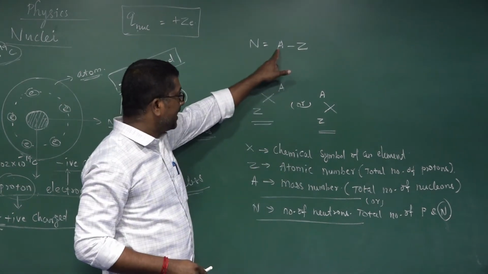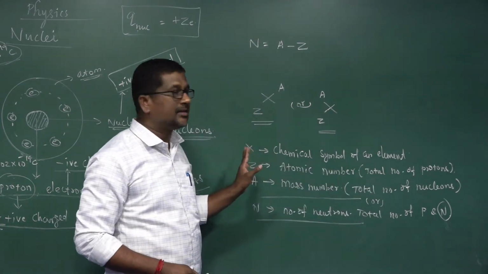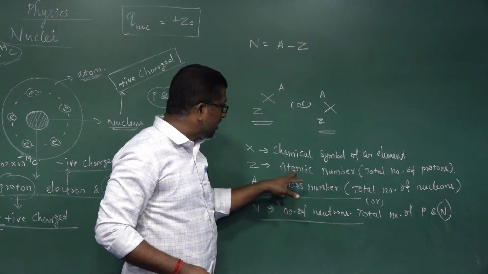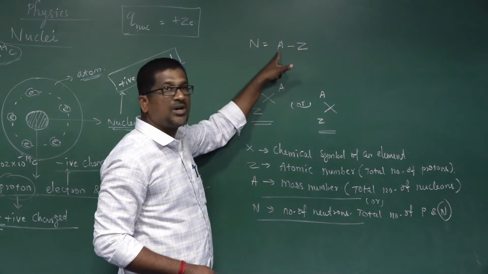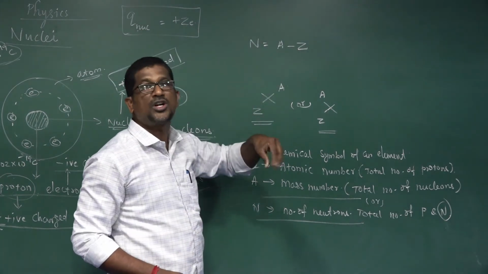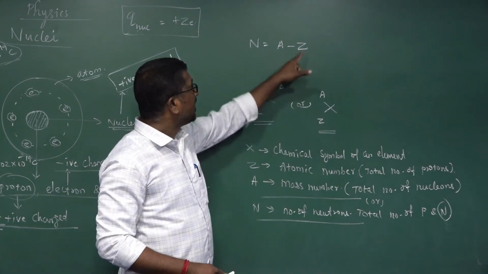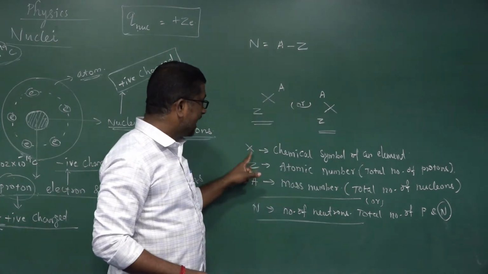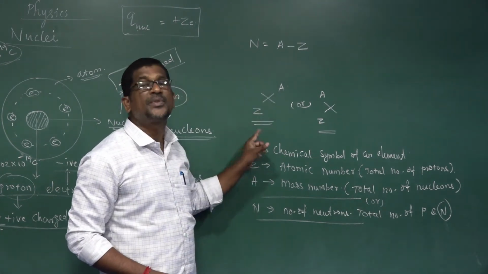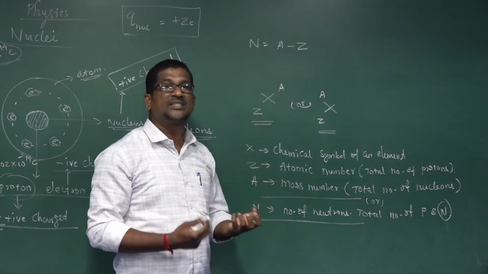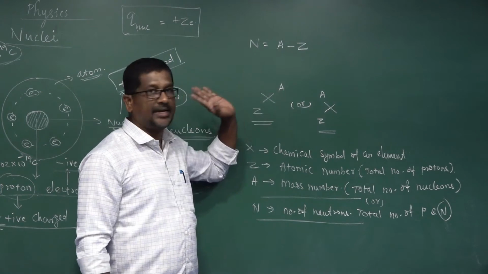Okay, already I told you A stands for mass number, which refers to the total number of nucleons present in the nucleus, right? And Z is the atomic number. Atomic number gives the total number of protons in the nucleus. By subtracting atomic number from mass number, we can get the total number of neutrons present in the nucleus. So capital N is neutron number, capital A is mass number, capital Z is atomic number, and capital X is the chemical symbol of an element, right? So the nucleus representation of any element is X with subscript Z and superscript A, right?